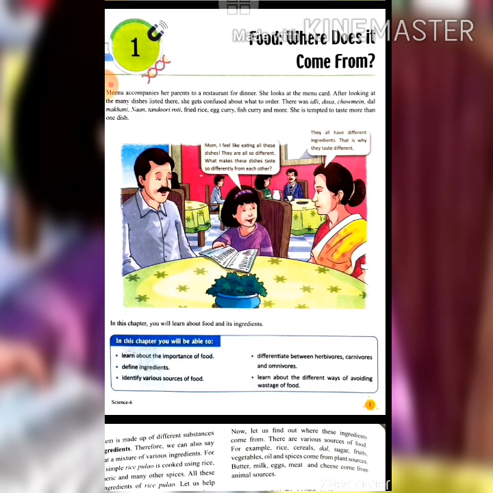So, on the first page, you can see a picture is given. There the girl is going through the menu card and she wants to know why do all the dishes taste differently. Then the mother tells her that they all have different ingredients.